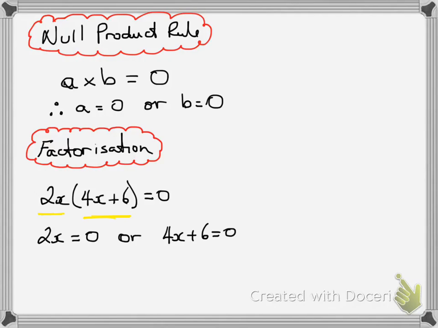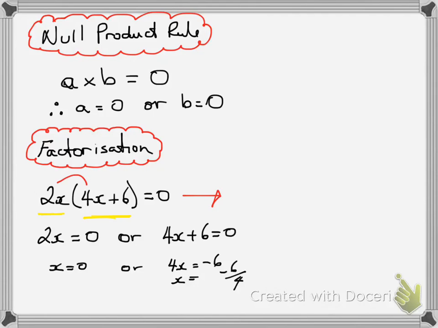If that's the case, in the first one where 2x equals 0, x has to equal 0, or over here we could solve the 4x plus 6 and get 4x equals negative 6, therefore x would equal negative 6 over 4. Now, the temptation, normally what people would like to do when they see this question, is turn that into a quadratic, and the way they would do that would be expanding it.